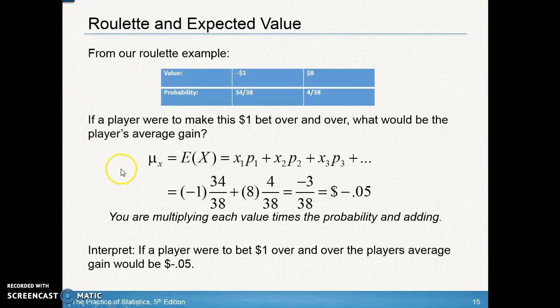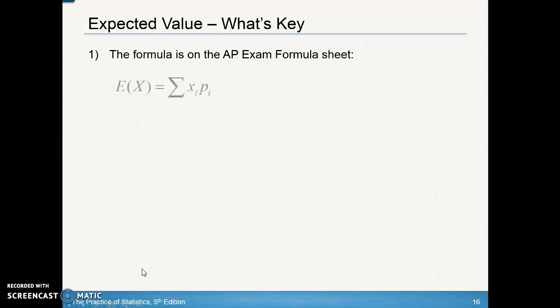So if you're asked to interpret what that means, it's always the long run expected value or the long run average. It's not just playing this 2 times, it's playing it over and over and over and over and over again. So if you were to bet a dollar over and over and over again, the player's average gain would be about -5 cents, a loss of about 5 cents. All right, so what if you're asked a question about expected value or the mean of a discrete random variable, what would you see on the formula sheet?